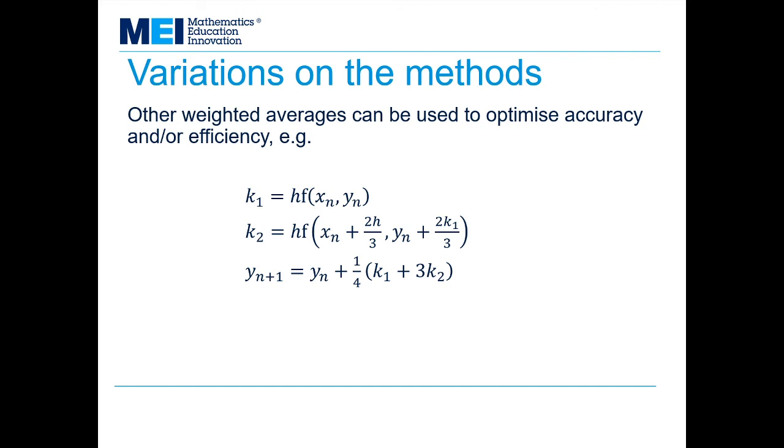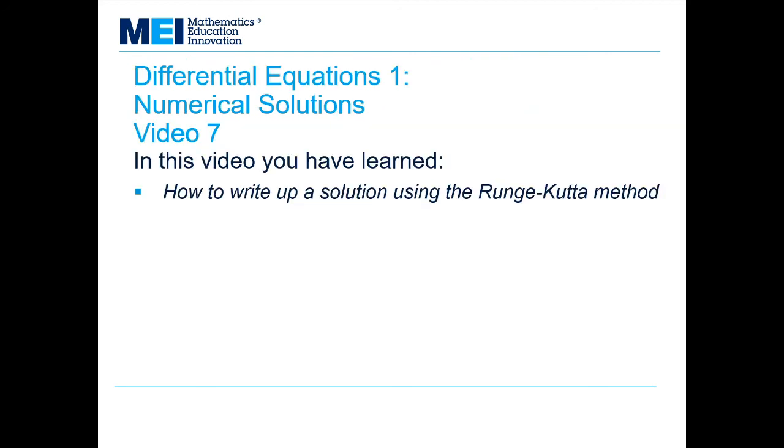So here is another example of a Runge-Kutta method. So instead of having our 4 k values that we had just now, we've got 2 k values which are specified as k1 = h times f of xn and yn, and k2 = h times f of xn plus 2/3 of h, and yn plus 2/3 of k1, and then the weighting is done as yn plus 1/4 (k1 plus 3k2). So you might be asked to use a variation of the method, and you'll need to then work out how to set up your spreadsheet in order to do that. In this video, you've learned how to write up a solution using the Runge-Kutta method.